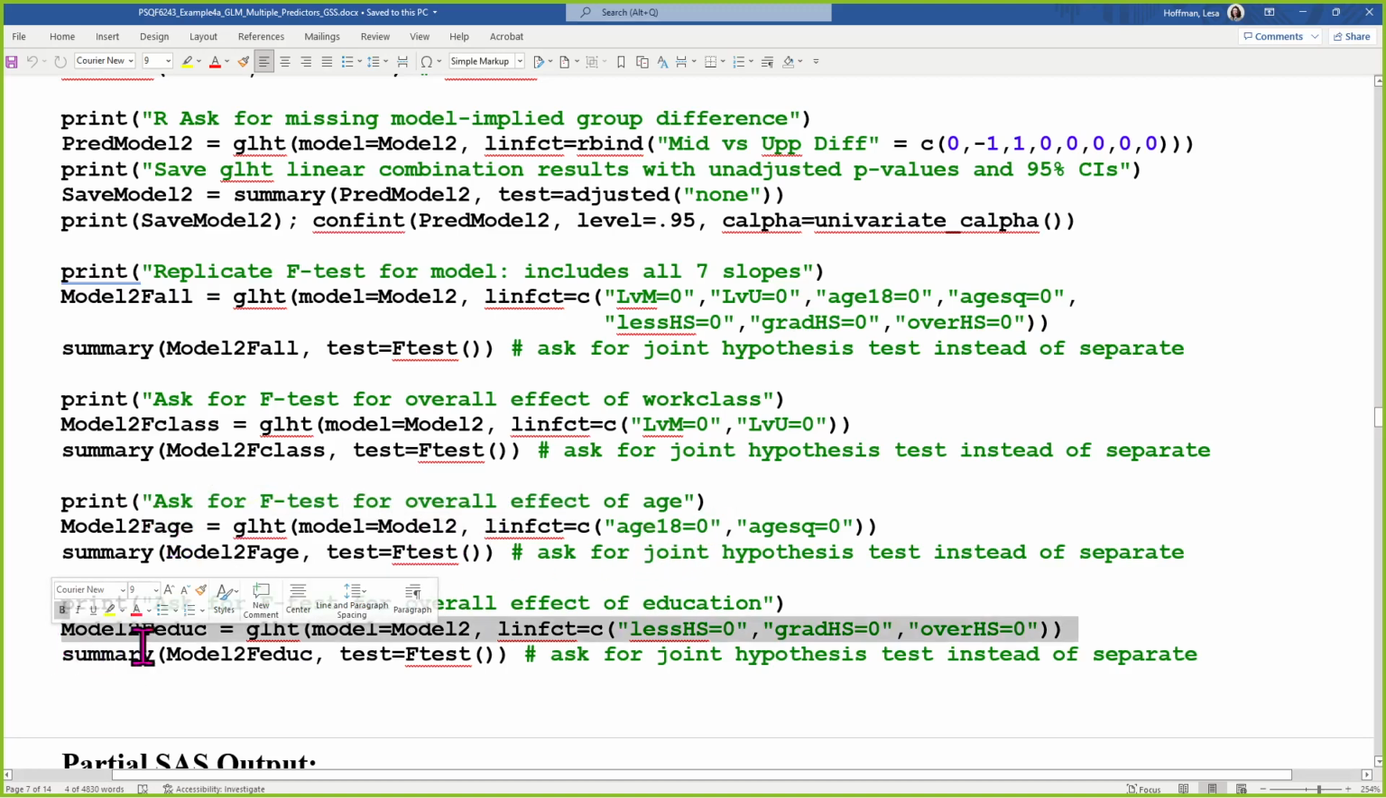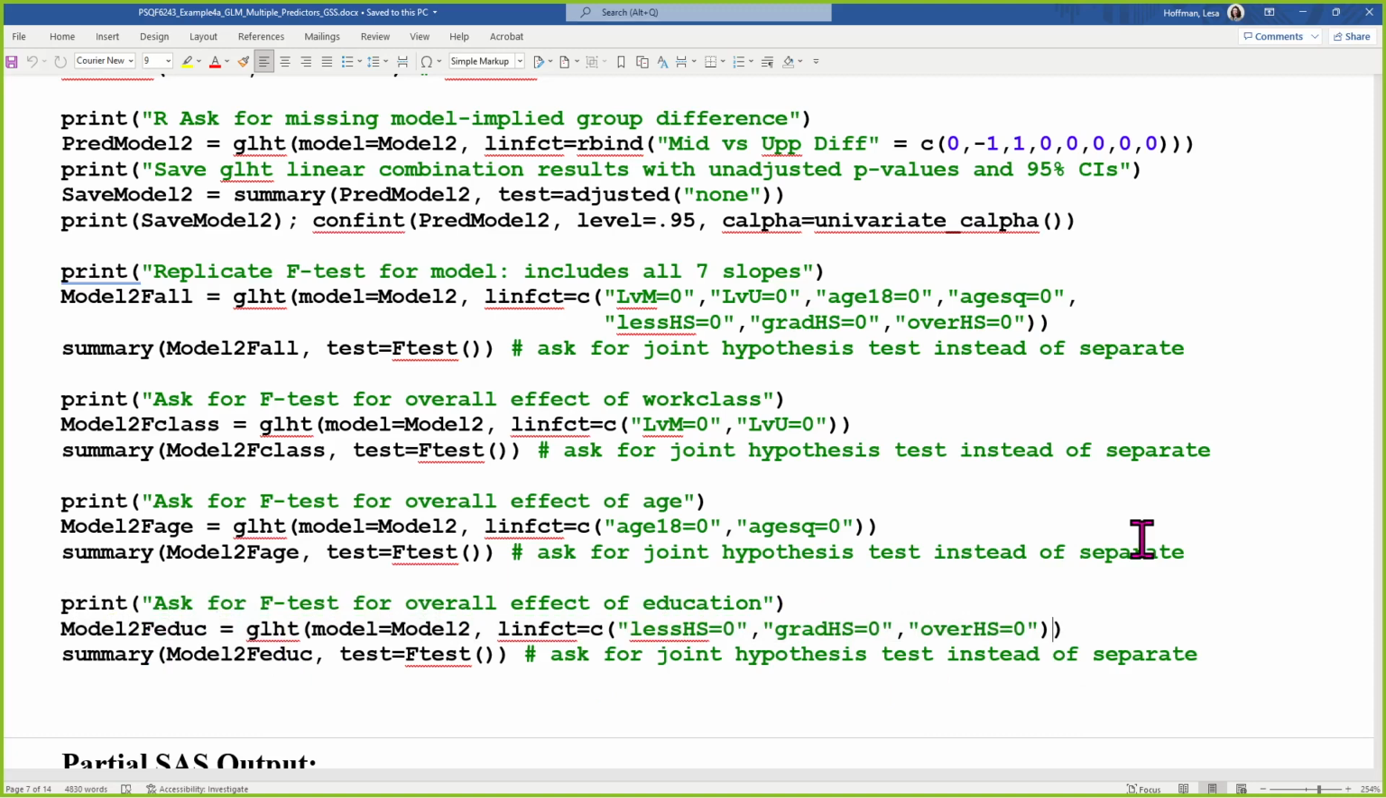And then model 2 F for education is the one down here. Again, the reason I'm doing this is because I want to be able to talk about the combined effect of each predictor, and when a predictor is characterized by more than one slope, I have to ask for that joint test in addition to their separate slopes. That's why.